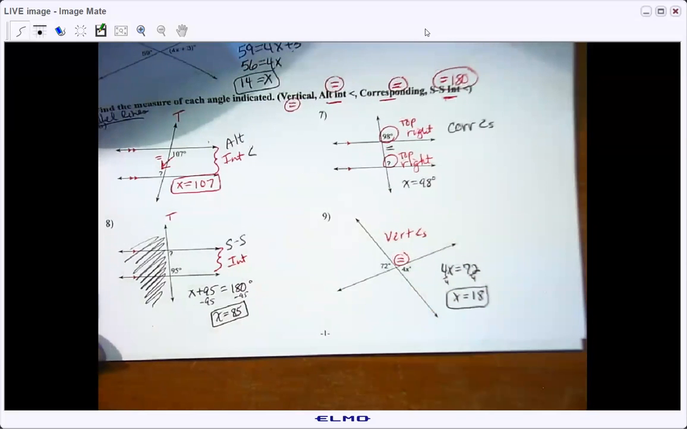Okay. And give people a minute to catch up. Would anyone like me to zoom out so you can take a picture of the whole page?